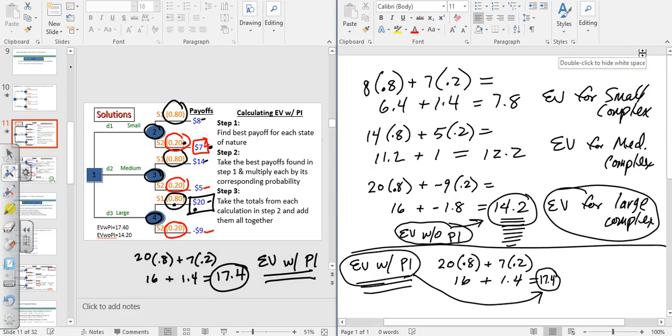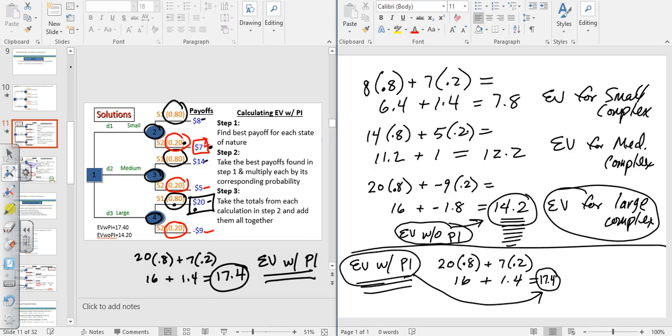So I stopped the video there just for a second so I could clean up a little bit here and make some space for the next part. So here's what we've done. We found the expected value with perfect information. We found the expected value without perfect information. So now we have to find the expected value of perfect information. What's the value of knowing the state of nature before it happens?